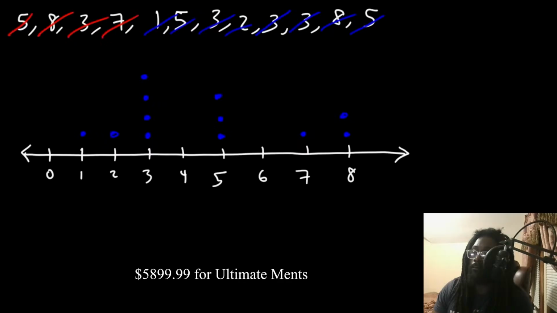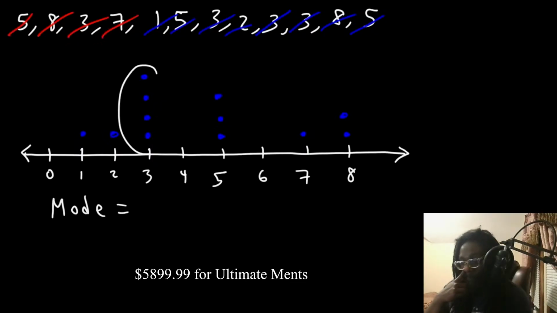Now using this dot plot, which number is the mode? What would you say? Now if you recall, the mode is the number in the dataset that occurs most frequently. So in this case, it's the number with the most dots. So the mode for this dataset is 3.